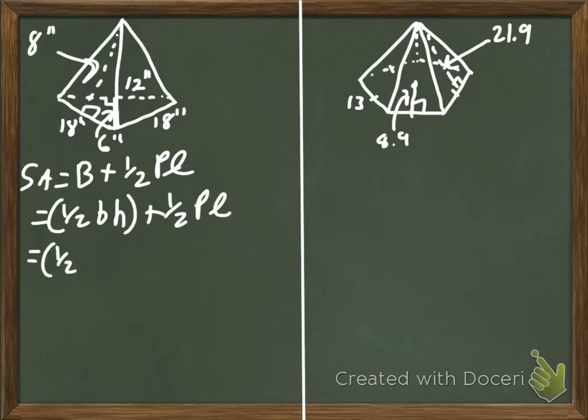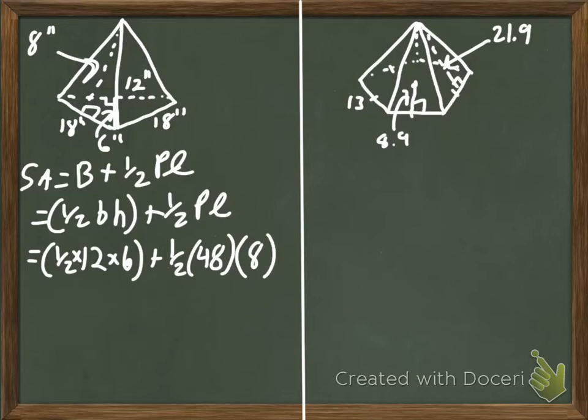So the base of our triangle, remember the base and the height of a triangle is where there's the right angle. Well, right here's our right angle. So that looks like it's going to be, the base is 12 and the height is 6, plus 1/2 times the perimeter. If you add up the sides, 18, 18, and 12, you'll see that you get 48, times the slant height, which is 8. And then we plug this in the calculator, we get 228 inches squared.